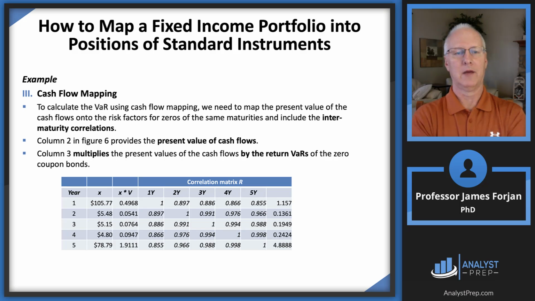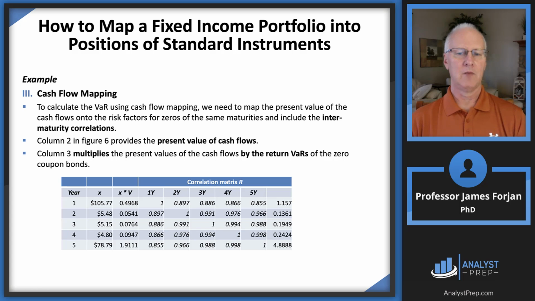All right, how about cash flow mapping? This is where it gets just a little bit confusing because we're going to have to use that big old correlation matrix here. So let's explain this table, and this table is right out of the chapter as well. So left-hand column, we have the years, 1, 2, 3, 4, and 5. And then the next column, those are the present values of the cash flows. So we just did that in the previous slide, right?